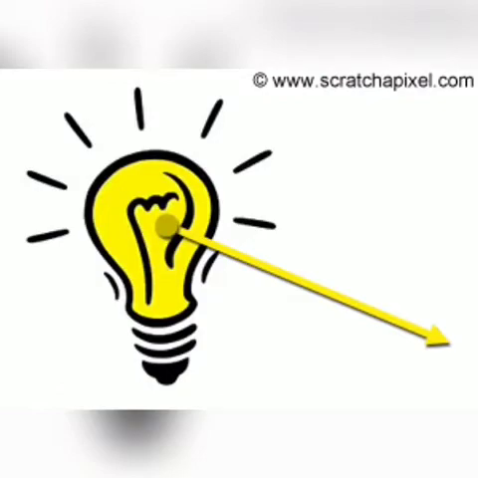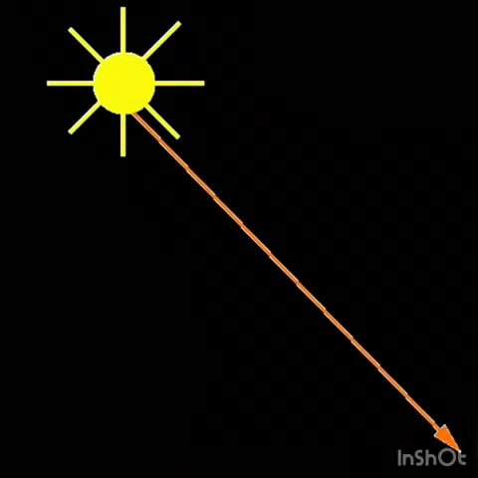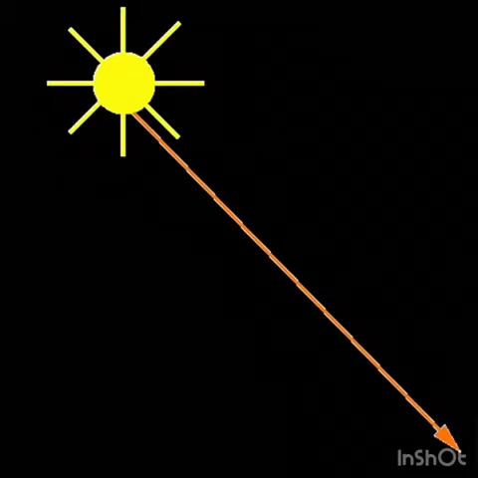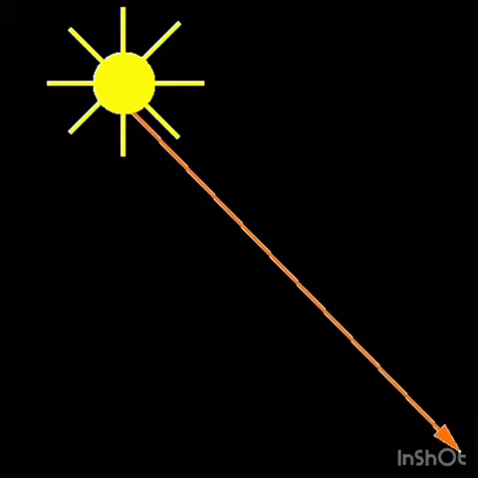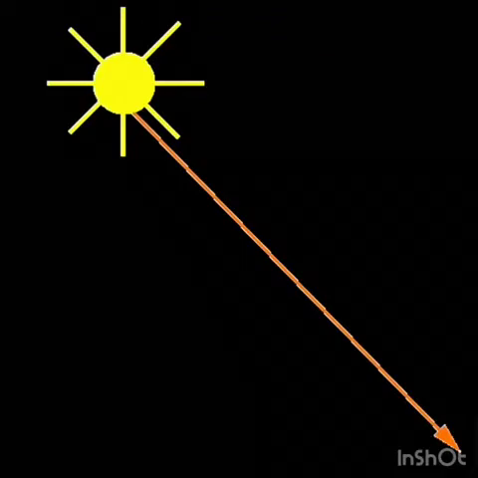R-A-Y-S, rays. When light travels in a straight line, it is called rays. It cannot bend around things. If you put something in front of the light, it cannot go through it. Even the light given by the sun travels in a straight line, and the sun is the natural source of light. So now we know that light has two properties: light travels in a straight line, called rays, and light cannot be bent around things.